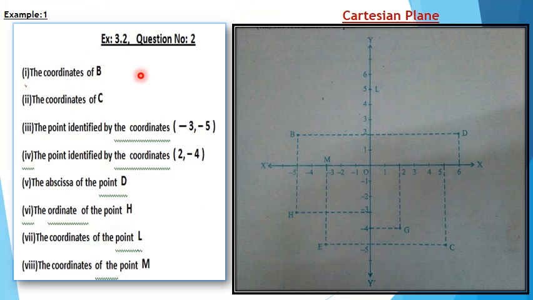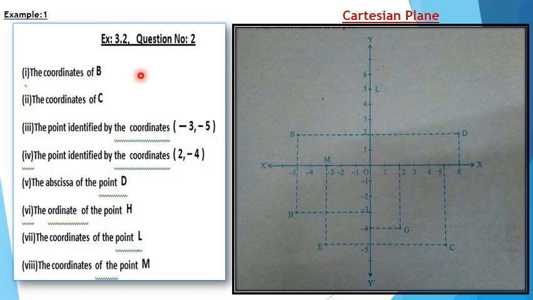Let us see some examples, children. In exercise 3.2, question number 2. Here, a Cartesian plane is given. In that Cartesian plane, some points are marked and they are denoted by English alphabets. Nearby, some questions are given. We need to find the answers from the given Cartesian plane.